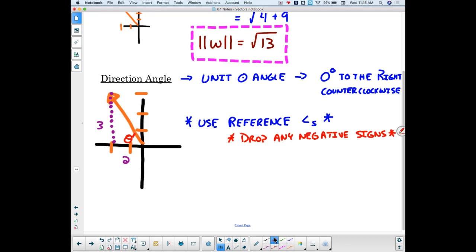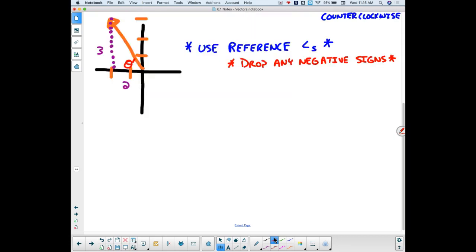So what would you use on this triangle then? Tangent, inverse tangent, right? So theta prime here is going to equal the inverse tangent of the opposite side, which is 3, divided by the adjacent side, which is 2.